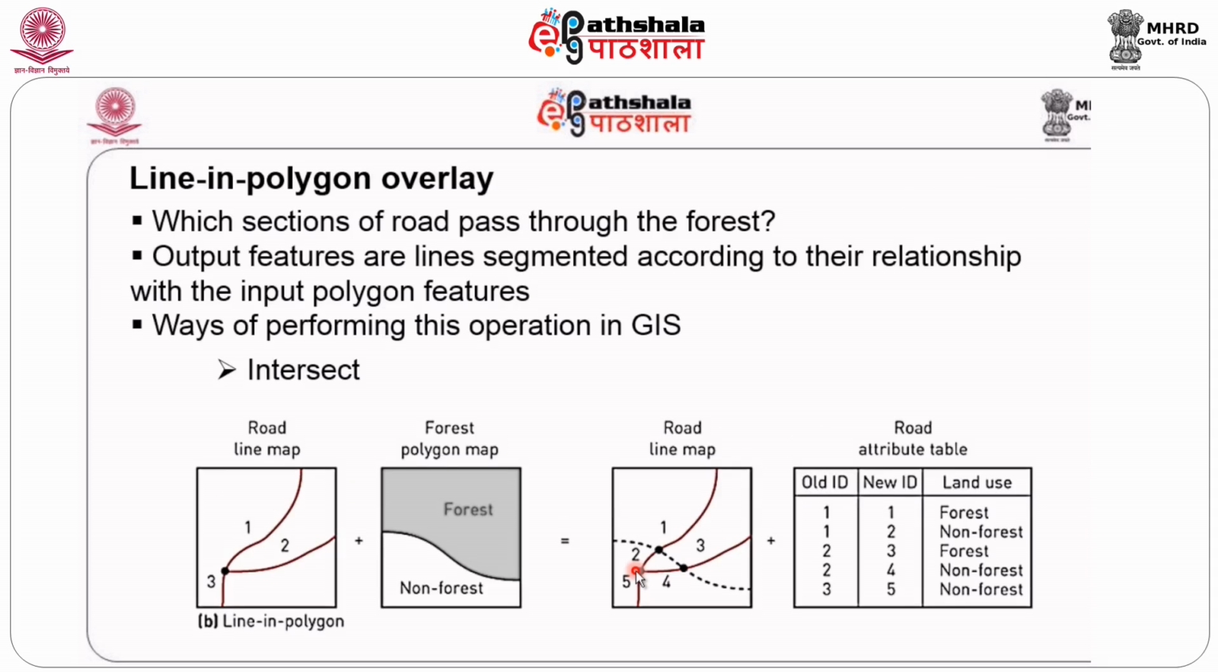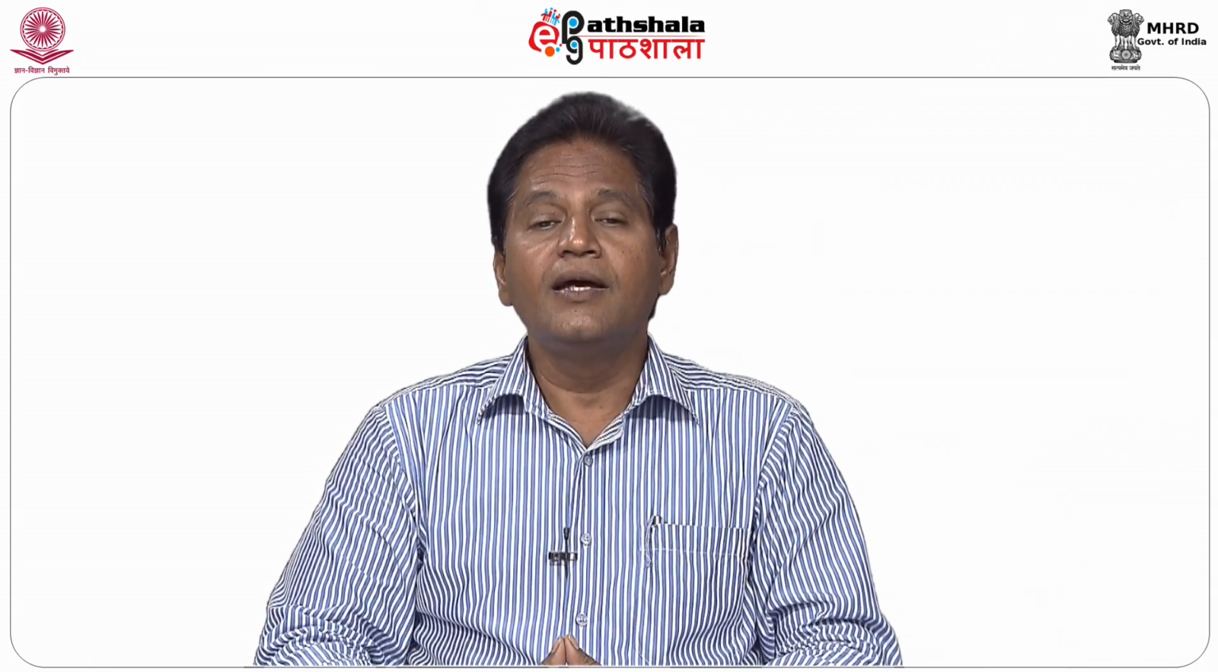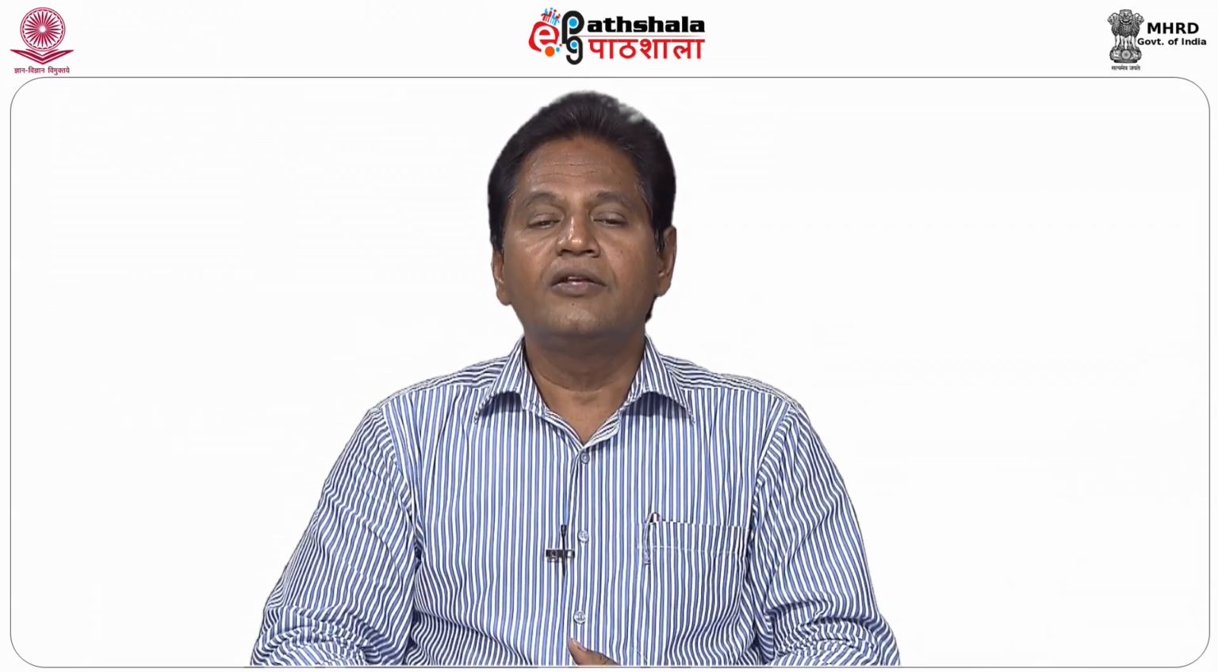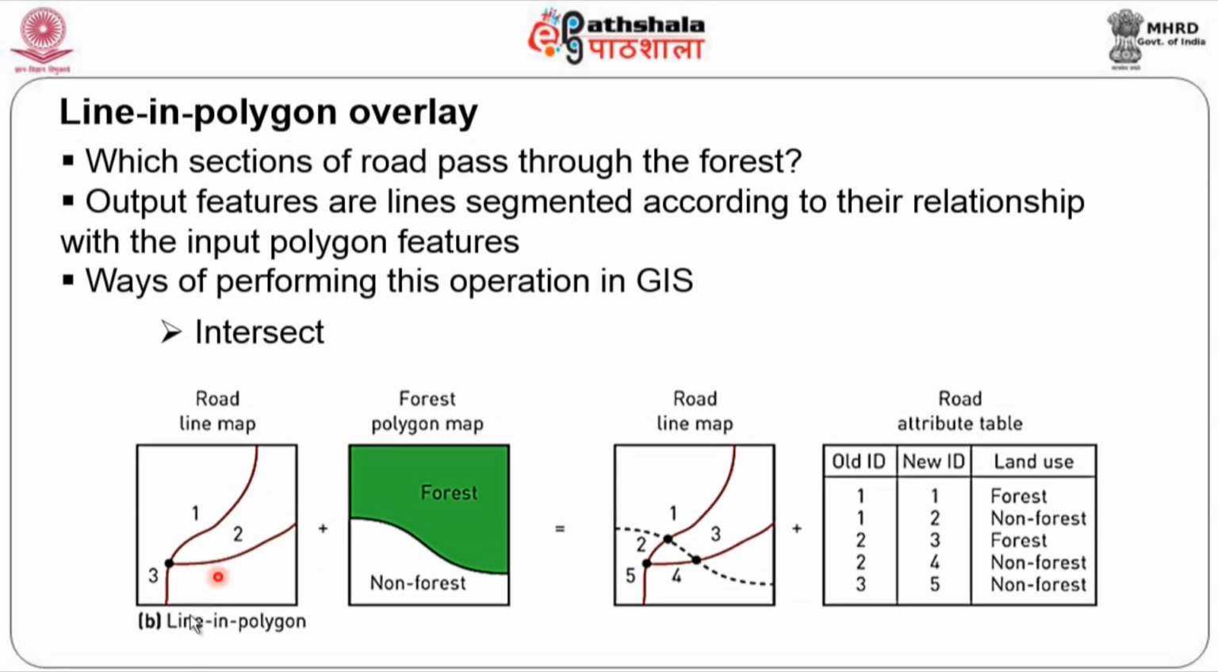Line in polygon overlay. A road network which is cutting across some forest, because environment is such an important thing nowadays. People talk about how well you can use GIS. So let us see that. For example, I am talking about this particular road. It is passing through forest area. You would like to know which part of the road is passing through the forest area. You can select that part alone by intersecting this.